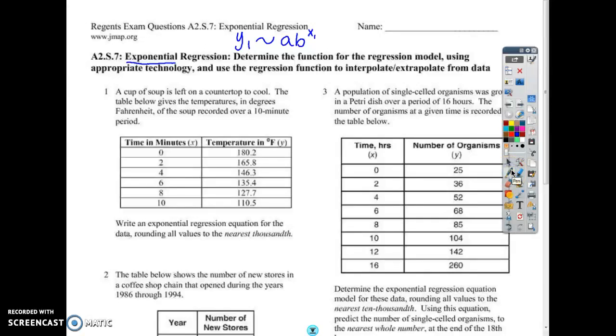So problem number 1 is talking about a cup of soup that is left on the counter to cool. The table below gives the temperatures in degrees Fahrenheit of the soup recorded over a 10-minute period. We want you to write an exponential regression equation for the data, rounding all the values to the nearest thousandth. So we're going to have to be rounding. You should have already typed that table into decimals, and if you haven't already, then you can press pause and do it before I do it.